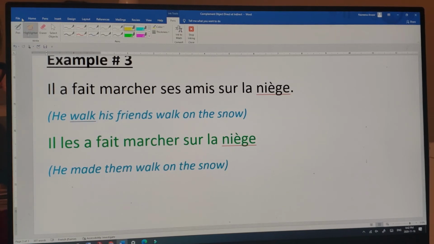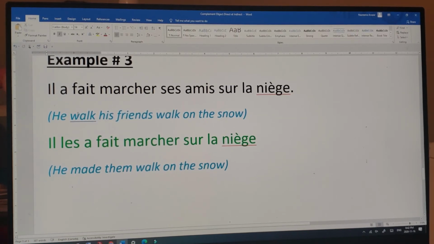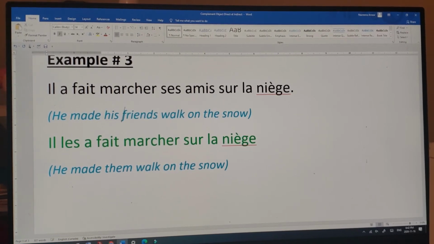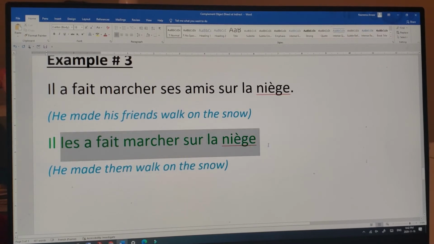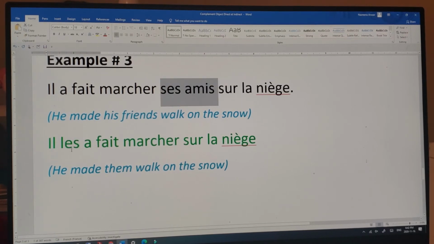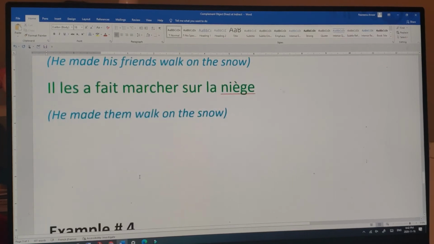He made his friends walk. Why would this come? He's made his friends walk on the snow. He made who walk on the snow? His friends. So il a fait marcher qui sur la neige? Ses amis. Qui, remember, qui is the question used, not à qui. So qui, so it's a direct object. So il les a fait marcher sur la neige. Les is used for what? Ses amis, direct object. A fait is the passé composé. So il les a fait marcher sur la neige.